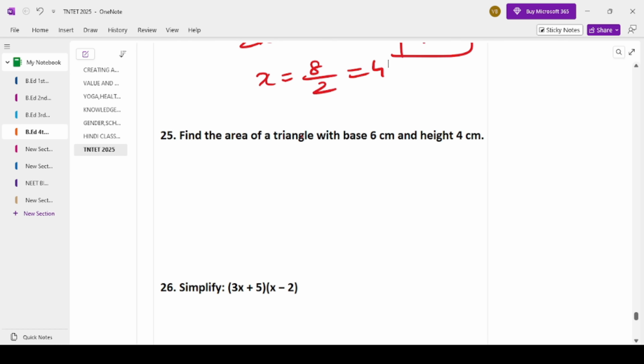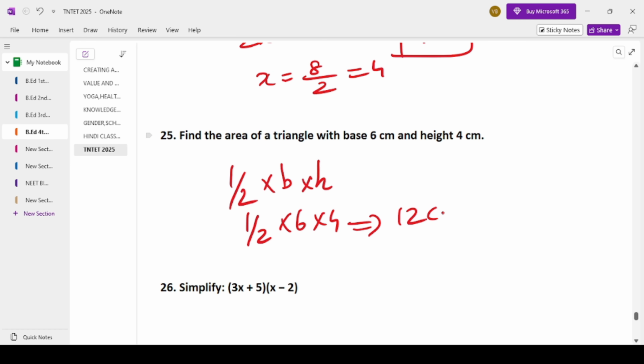Find the area of a triangle with base and height, and the values are given. How are we going to find it? The formula is half into base into height, which gives you 6 into 4, which gives you 12 centimeter square.